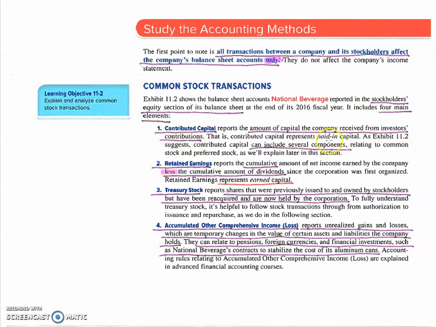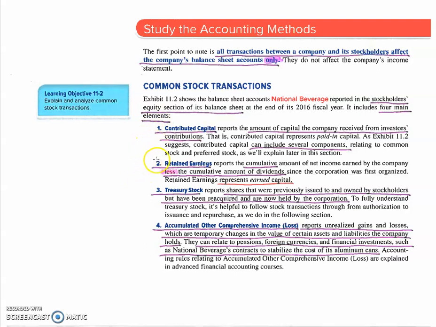It represents what's commonly referred to as paid-in capital or contributed capital. It can have several components involving several accounts. So they talk about common stock and preferred stock. There's also an account called additional paid-in capital, but those are all parts of contributed capital.